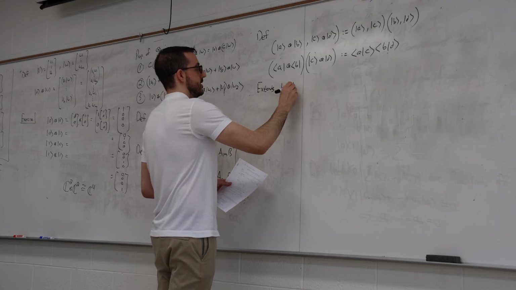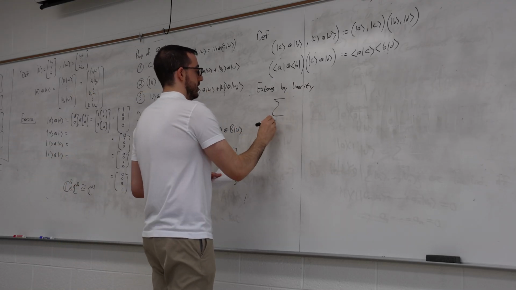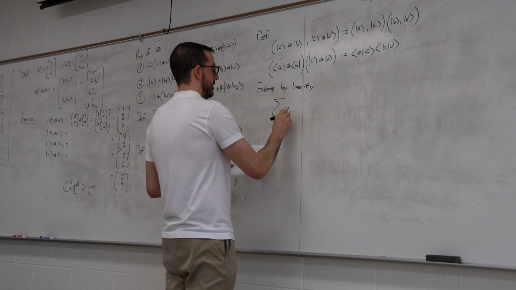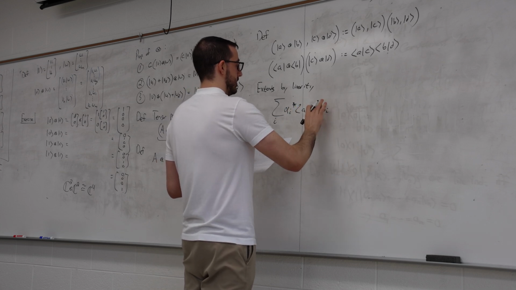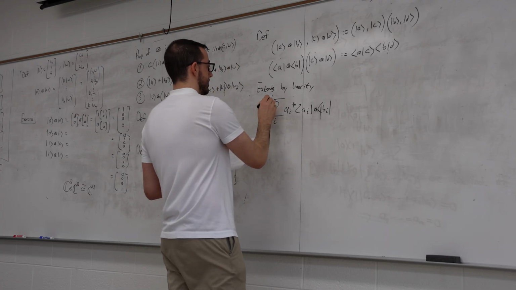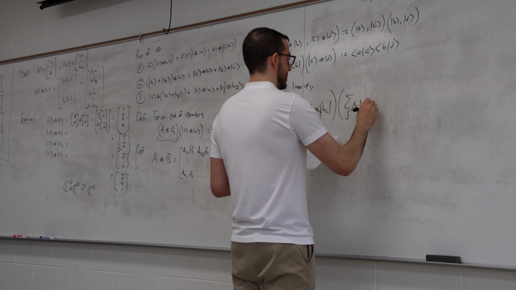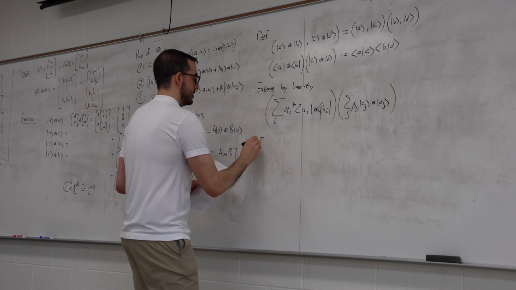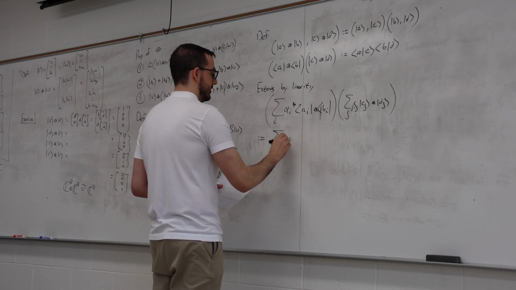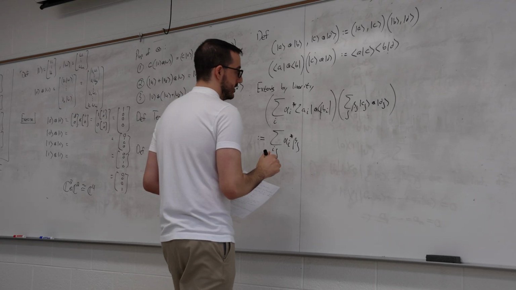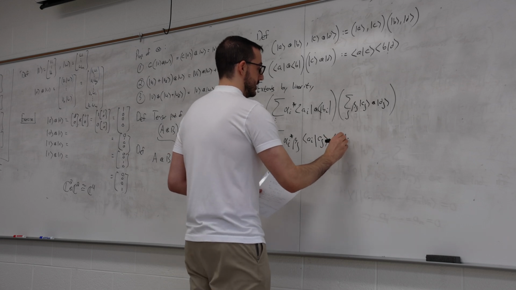So this extends by linearity, by which I mean that the sum of alpha I star, A I tensor B I, inner product with a sum over J of beta J, C J tensor D J, will be defined as a sum over I, J. Coefficients come out, so alpha I star, beta J, and then I just take the inner products again: A I inner product C J, times B I inner product D J.